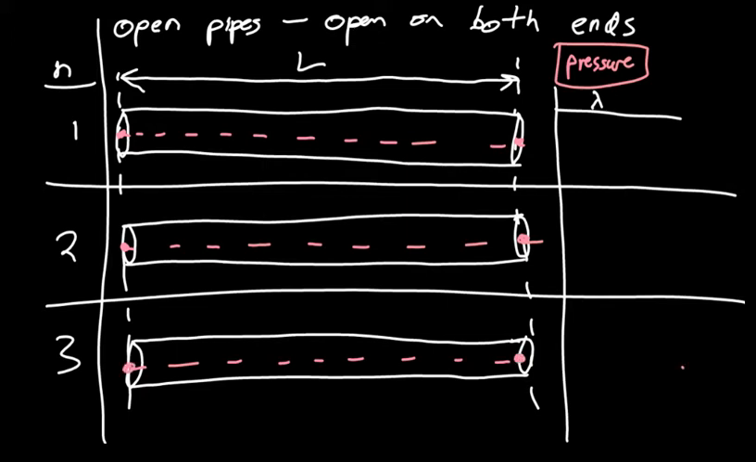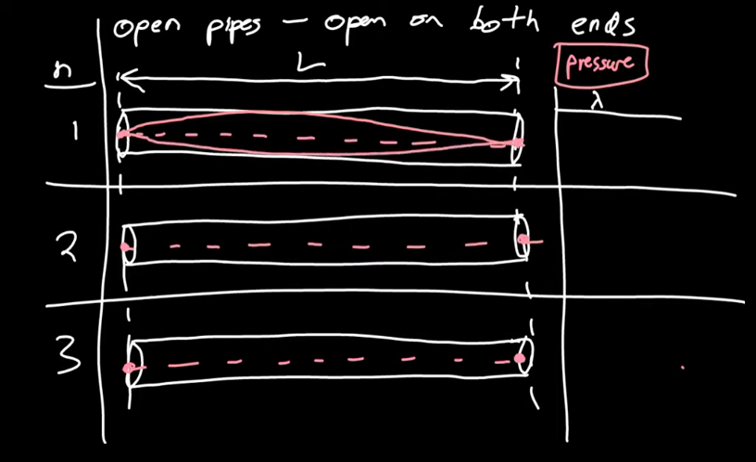And for my first harmonic, I'm going to have just a single antinode in between those. So either my pressure is going to be at a maximum in the middle, or at a minimum in the middle.